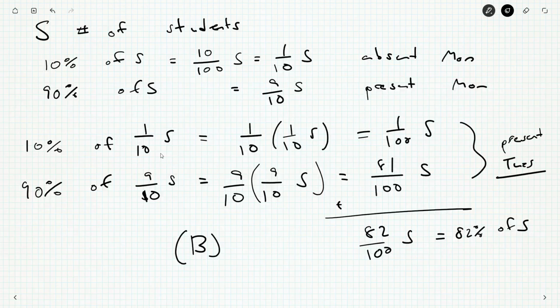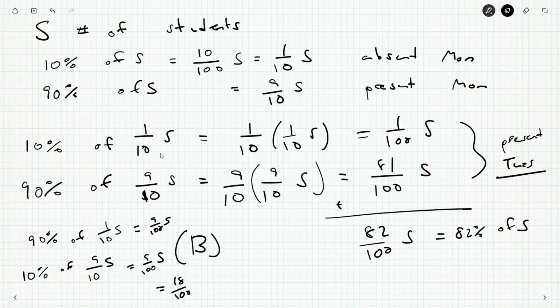I don't actually need to know what percentage were absent on Tuesday, although I could work it out. 10% of the absent ones went back to school, so that means 90% of 1/10 of S are still absent, and then 10% of 9/10 of S. And so that's going to be 9 out of 100S, and that's a total of 18 out of 100S. That's the percent that's absent on Tuesday. That's a nifty little question. Alright, so that was question 15.